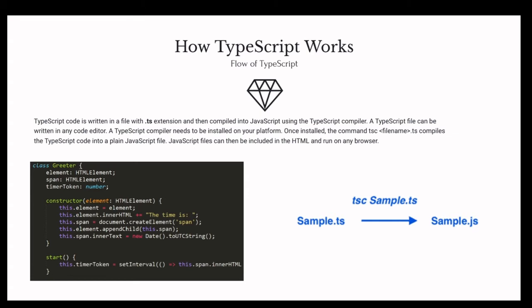So what it will do: a sample TS file is there, in which we wrote all our code. Then the TypeScript compiler compiles it and converts it into the JS format, and this JS file will be used further in our HTML or any kind of browser. So it's a superset written over JavaScript. When we write the code in TypeScript, it compiles and changes to JavaScript.